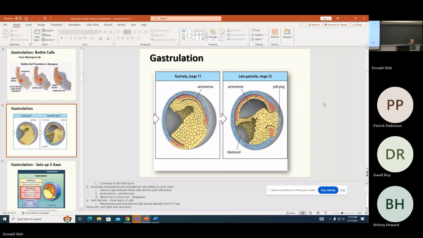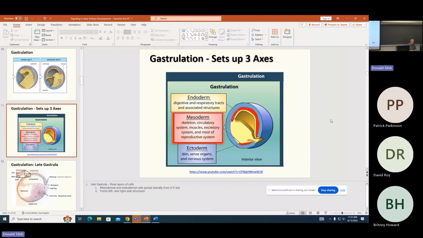So let's just review a little bit here. At this late gastrula stage, you've got endoderm, you've got your archenteron, which is the primitive gut, with endoderm on both sides of that gut. Then you've got mesoderm in the middle and ectoderm surrounding everything else. This endoderm then becomes the gut, respiratory tract, and everything, like I said before. Ectoderm is going to be skin, but also nerves, especially right up here. This will be neuroectoderm.